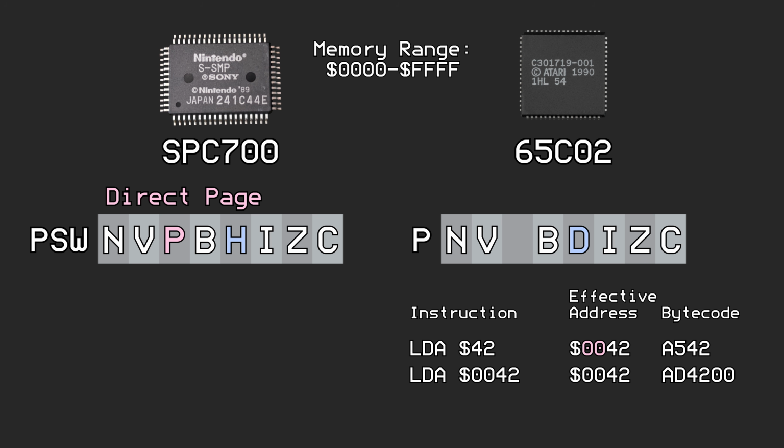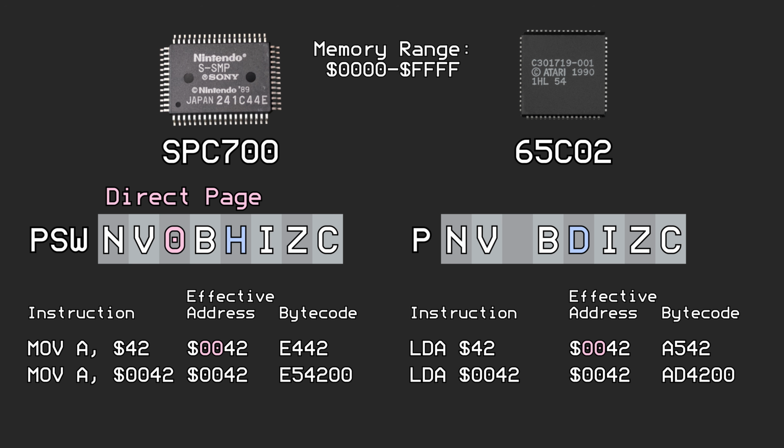The SPC700 upgrades this concept by being able to toggle between the 0 page and the 1 page, I guess you would call it. If the P flag is cleared, then the high byte of these instructions is defined to be 0. But if the P flag is set, it is defined to be 1. Whichever page is currently active is called the direct page. It should also be noted that both processors define the high byte of the stack pointer to be 1, so if the P flag is set, the direct page will be sharing space with the stack.